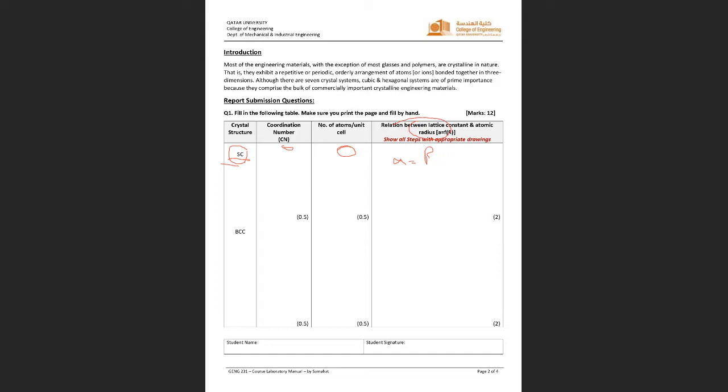What students ask me is where they should draw the diagram. For the coordination number, guys, you need to look at the whole crystal structure. For the number of atoms per unit cell, you need to draw only the unit cell. And for the relationship between A and R, you also need to draw only the unit cell. Okay. And you will repeat the same for body center cubic.